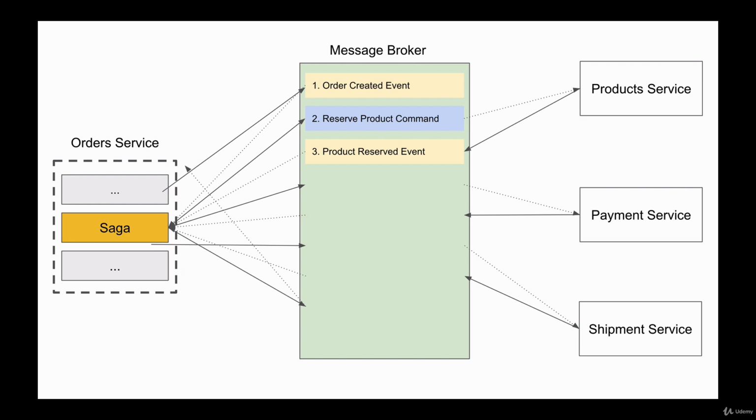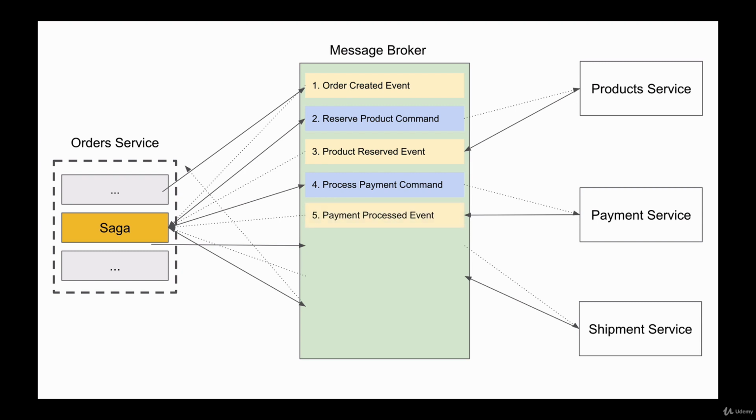Because our Saga works as a manager of the flow, it will be Saga to consume the product reserved event and to publish a new command. So Saga will consume this event and will publish a process payment command. Because a payment microservice is subscribed to receive the process payment command, it will consume it, process payment, and if all is good, it will publish the payment processed event.